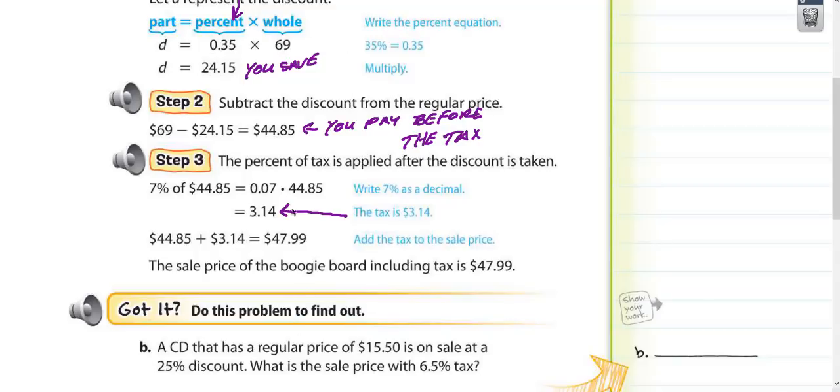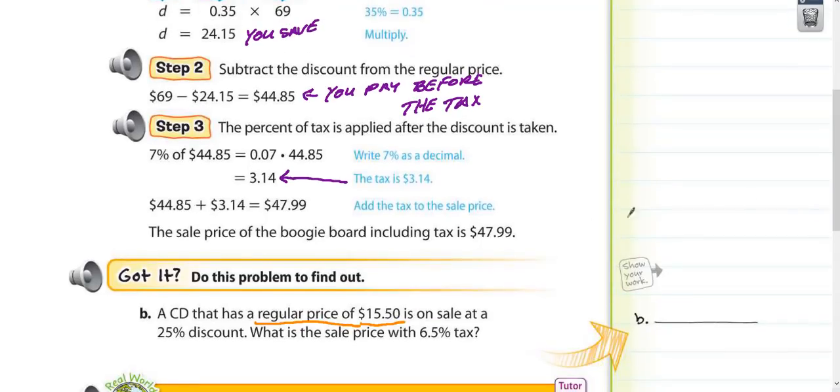Okay, so let's get our facts figured out here. What's important? Well, we have 3 pieces of information in this problem. We have $15.50. That is the regular price. We have a 25% discount. This is what we save, the discount. And then there's 6.5% tax. And you're going to add that to the discounted price.